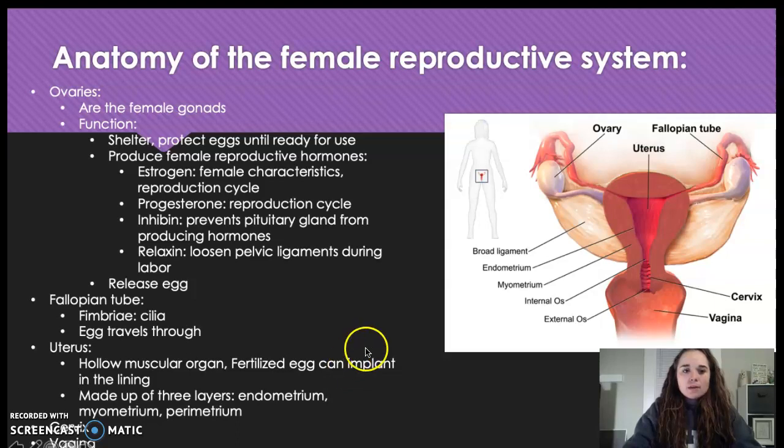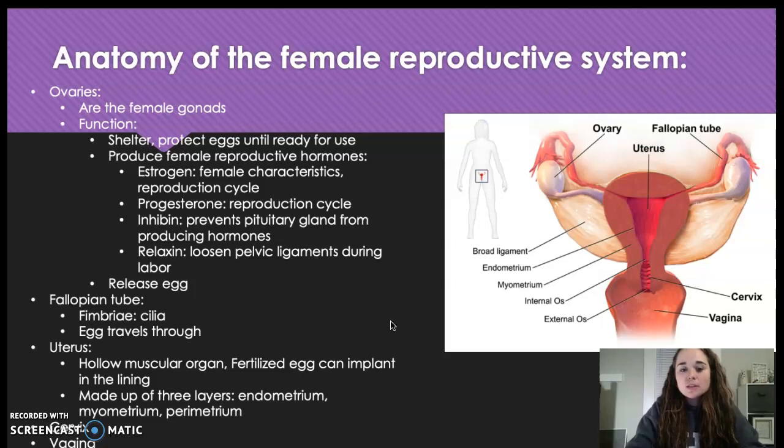I want to first start by talking about the anatomy of the female reproductive system. The anatomy includes ovaries, fallopian tubes, uterus, cervix, and vagina. The ovaries are the female gonads, and their function is to shelter and protect the eggs until ready for use, and to produce female reproductive hormones, which include estrogen, which gives females their characteristics, such as breasts or wider hips than males. It's also used in the reproductive cycle, which we'll talk about.